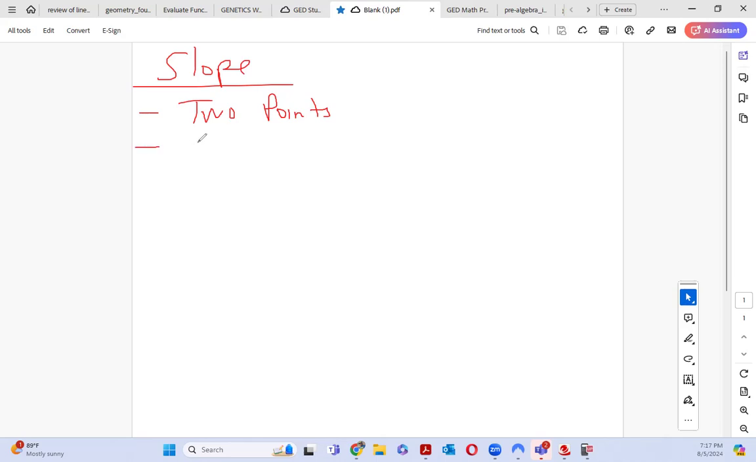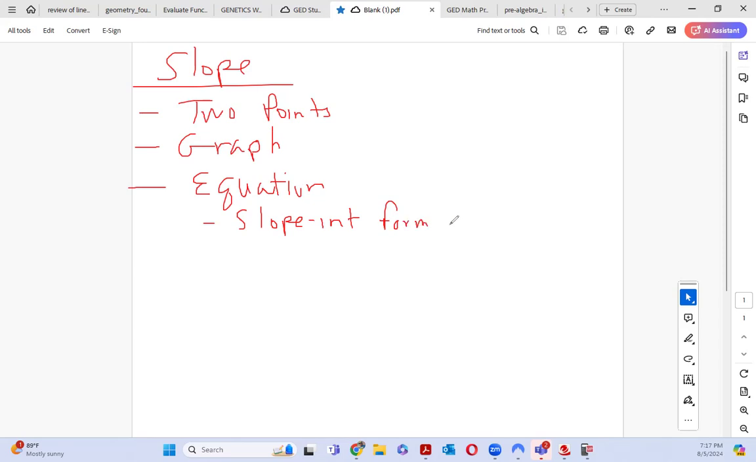You need to be able to find a slope from a graph. You need to be able to find a slope from an equation. There's two forms of equation you need to be familiar with. One is slope-intercept form, and that's y equals mx plus b. The other is standard form, which is ax plus by equals c.